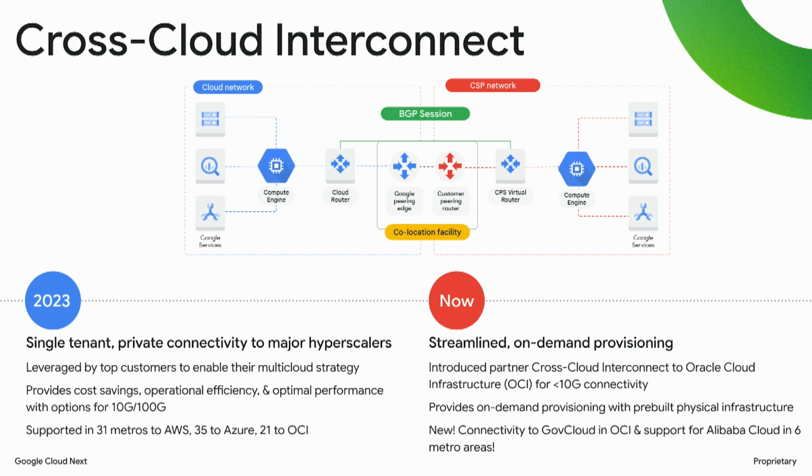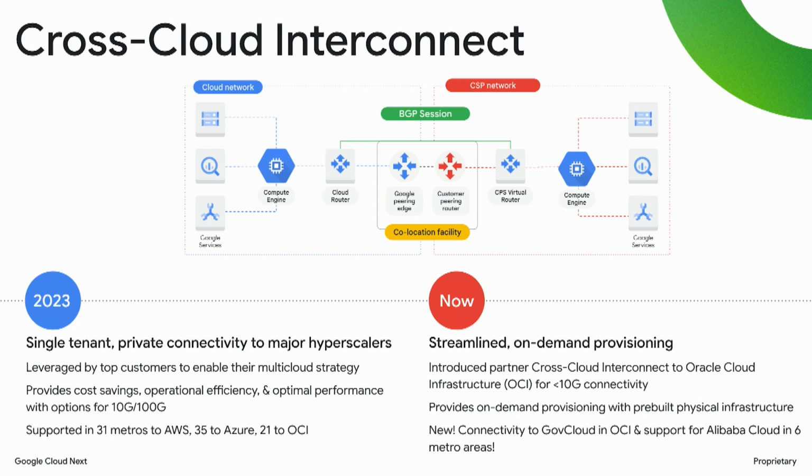We talked about interconnect. Interconnect enables dedicated connectivity from on-prem to cloud. We have launched cross-cloud interconnect that gives you the same dedicated connectivity across clouds. A lot of our customers are using this today. Now we have at least 30 locations each with both AWS and Azure, where we are directly connected with them across the globe, where you can build that private connectivity across regions.